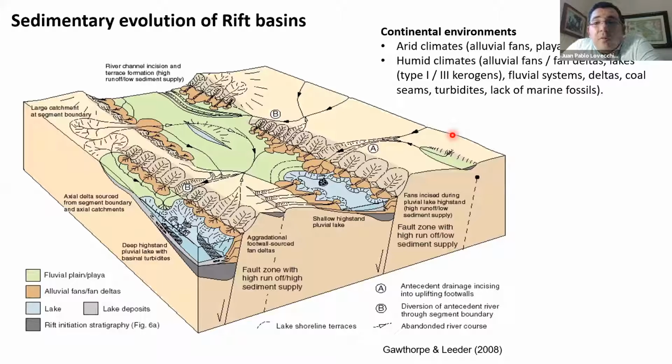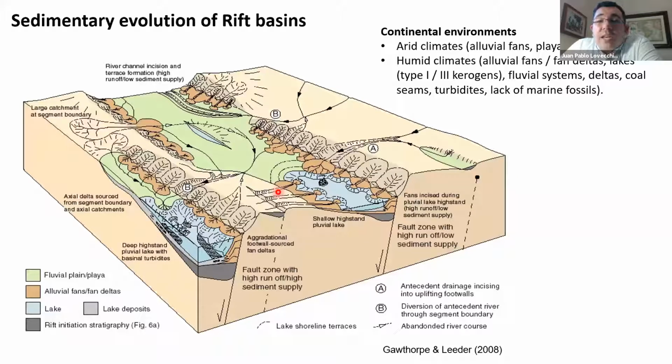In arid climates, we have development of alluvial fans at the bottom of the fault boundaries of the half-grabens. We can have some fluvial systems. We can have some deltas if we have enough hydric balance to create them.